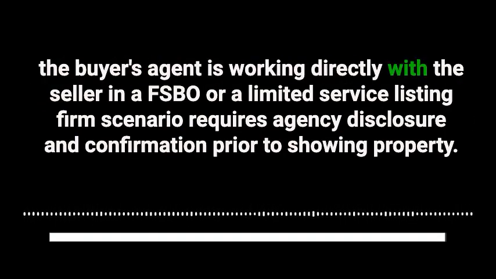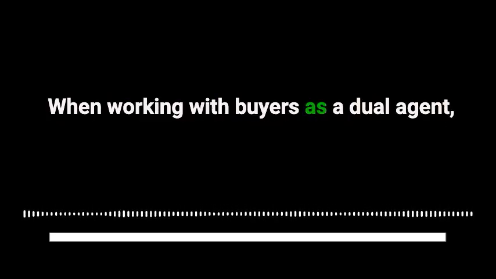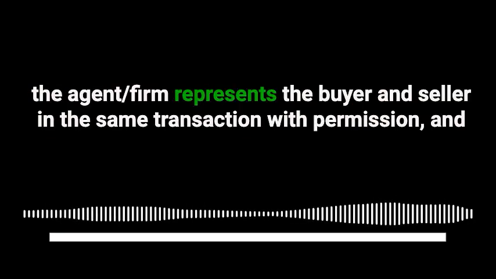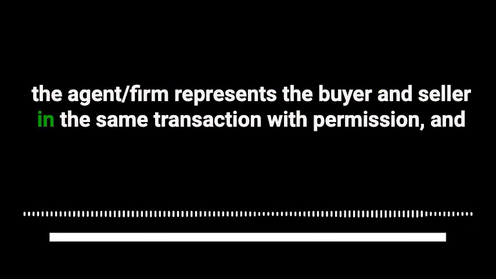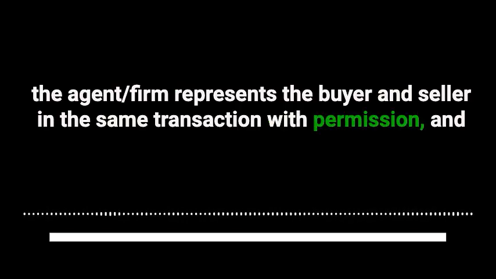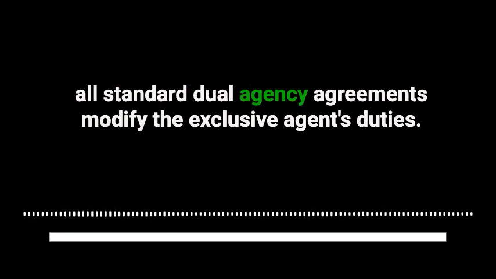and the buyer's agent is working directly with the seller in a FSBO or a limited service listing firm scenario, which requires agency disclosure and confirmation prior to showing property. When working with buyers as a dual agent, the agent firm represents the buyer and seller in the same transaction with permission, and all standard dual agency agreements modify the exclusive agent's duties.